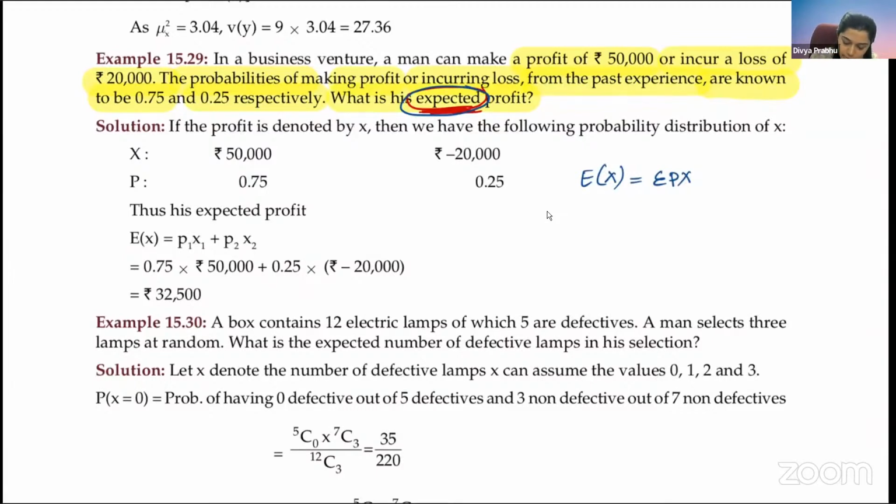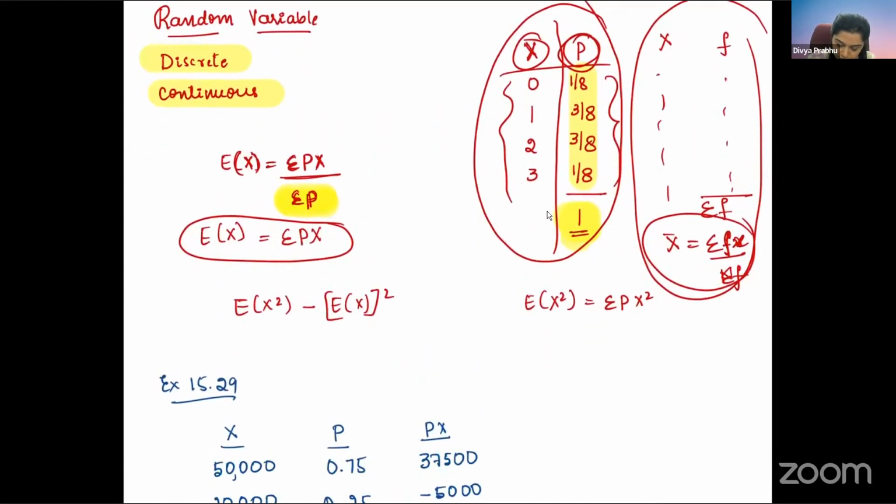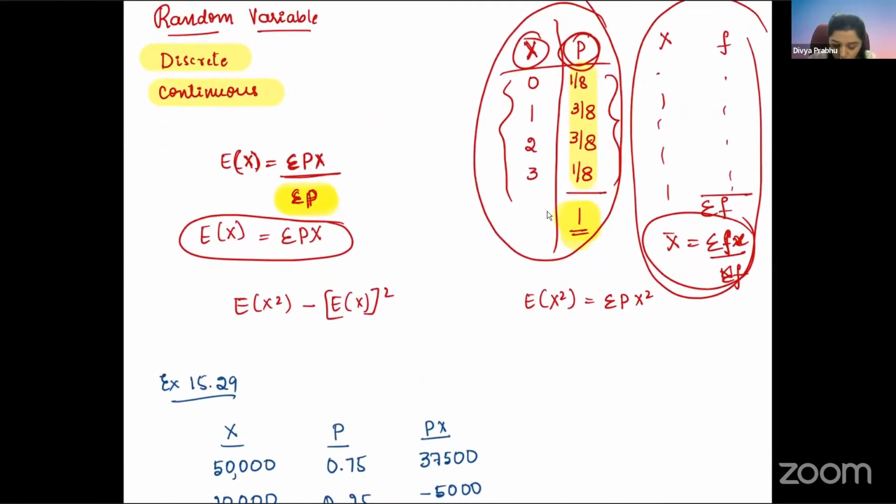Now next, we have variance of X. You can see here. Variance of X is equal to E of X square minus E of X the whole square. This E of X is nothing but the expected value which we just calculated. Correct? So E of X the whole square.